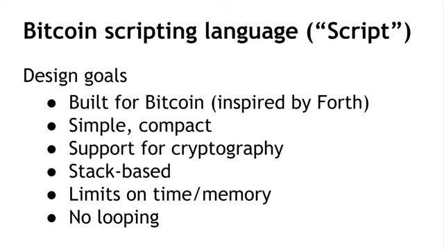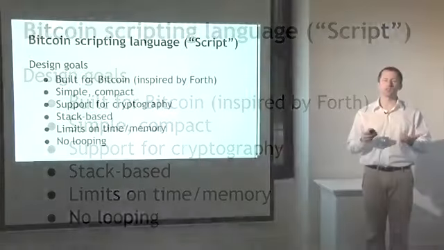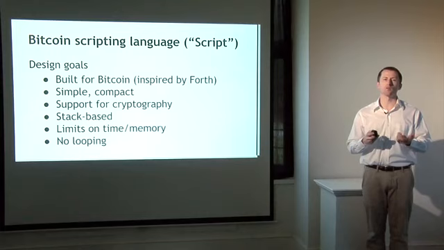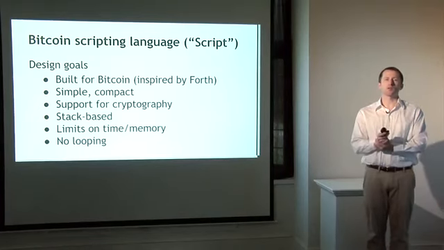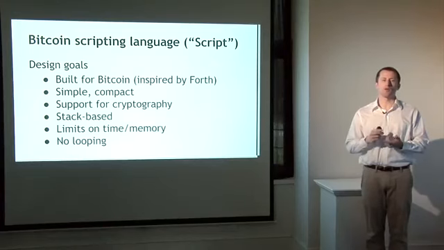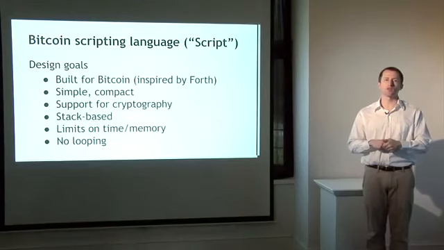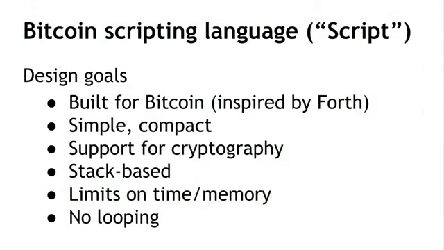So where did this scripting language come from? It doesn't really have a proper name. It's just called Script, or the Bitcoin scripting language, and it was built specifically for Bitcoin. It was probably most inspired by a language called Forth, which is an old stack-based simple programming language. But you don't need to understand Forth to understand Bitcoin scripting. The key design properties were to have something quite simple and compact, yet with support for pretty sophisticated cryptography. So there are special-purpose instructions to compute hash functions and to compute and verify signatures.